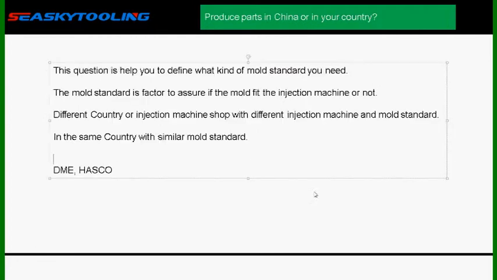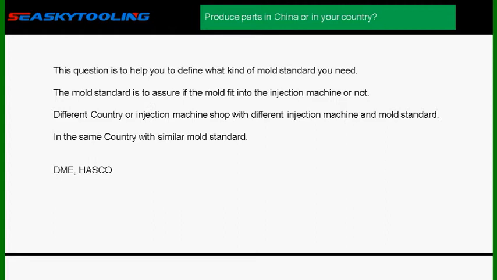Produce parts in China or in your country. This question is to help you to define what kind of model standard you need. The model standard is to assure if the mold fits into the injection machine or not.